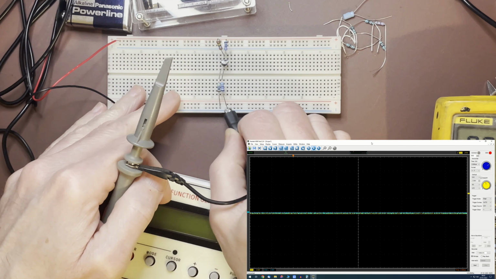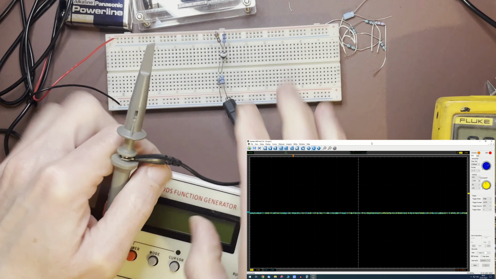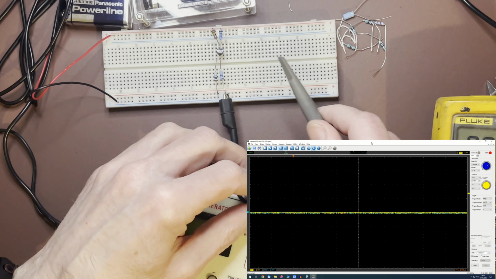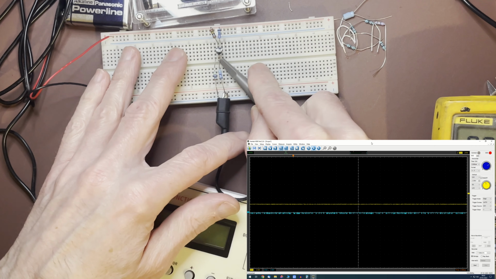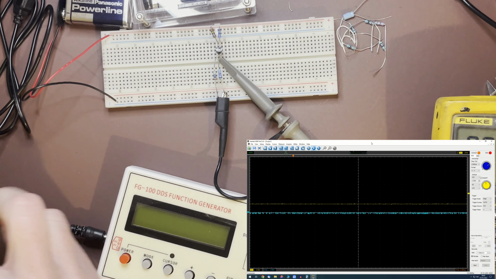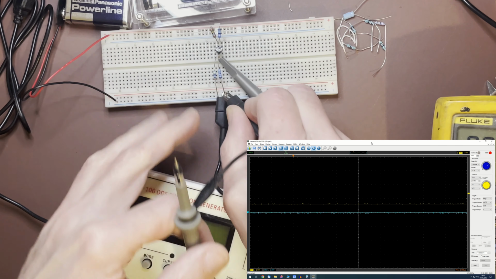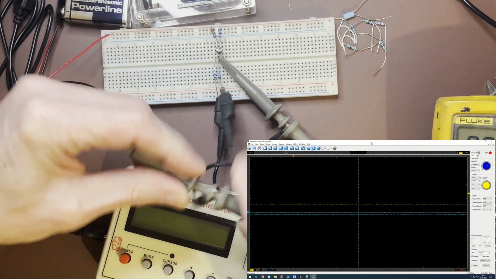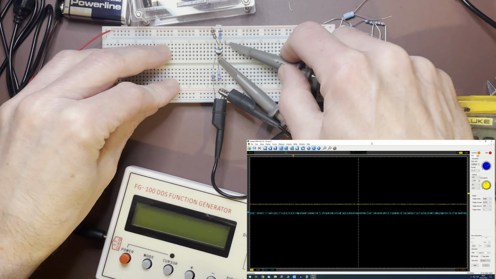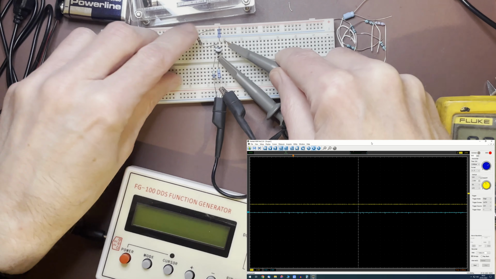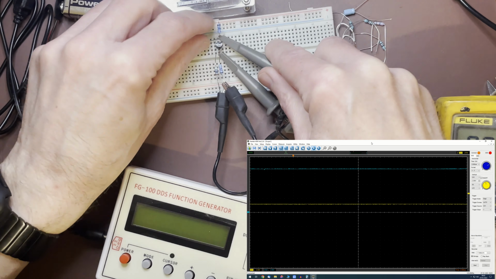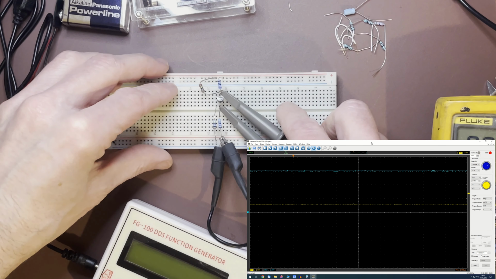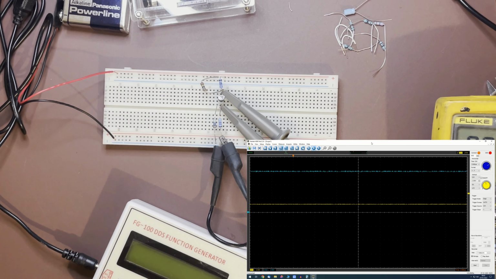Ground them on the resistors there. This is going to be on the base, channel 1, and channel 2 on the collector. Move that resistor away a bit, so I've got a safe amount of space. The probe for the function generator output.